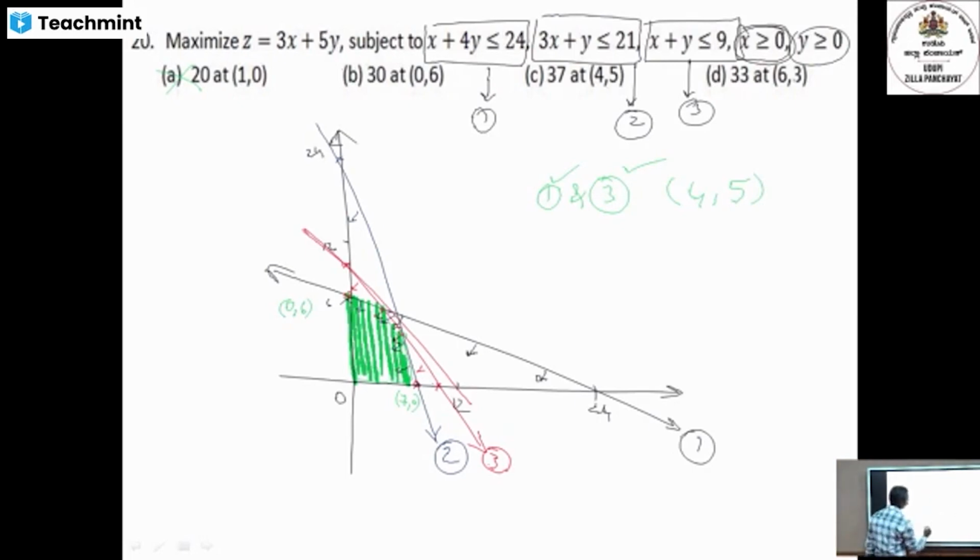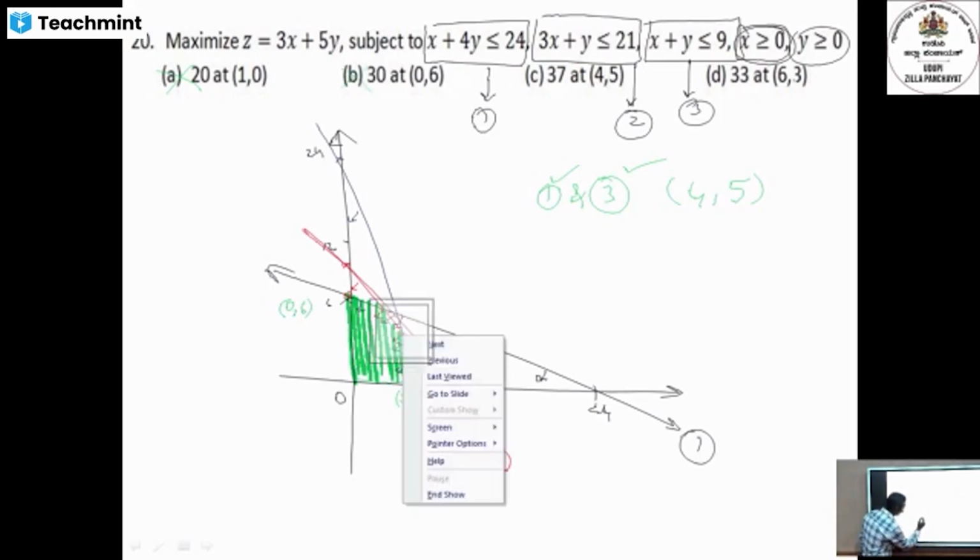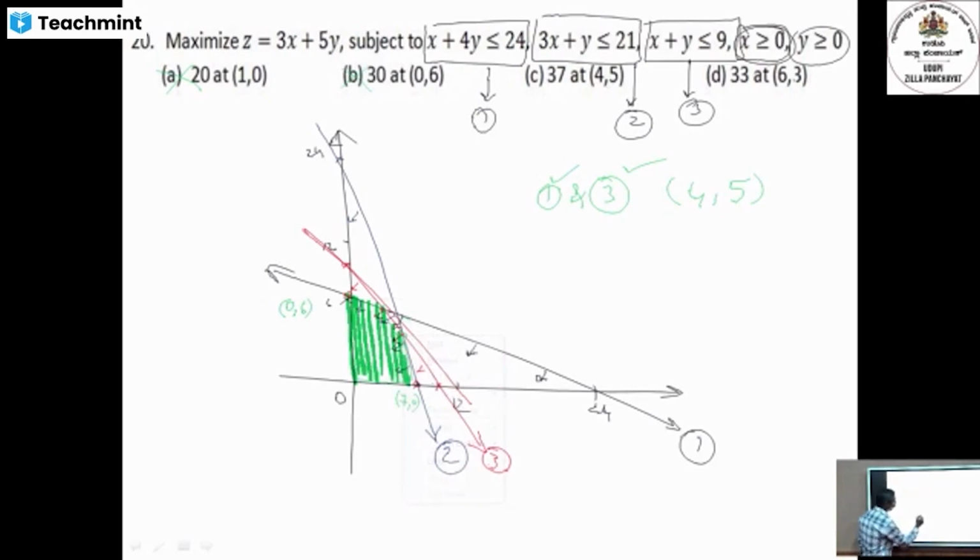Now let us check for (6, 3). So it looks like in the diagram (7, 0), (6, 3) is somewhere here. Okay. So this particular point. So this is your (6, 3). Let us assume (6, 3) is the solution between 2 and 3. So 2 and 3 is used for (6, 3). Right. So let us substitute (6, 3) into 2: 18 plus 3, 21. Yes, 2 satisfies. 6 plus 3, 9. Yes, it satisfies. Third equation satisfies.